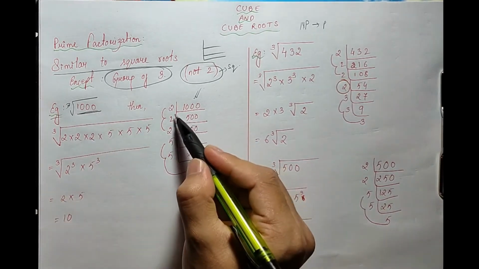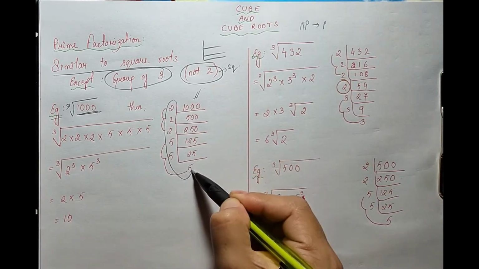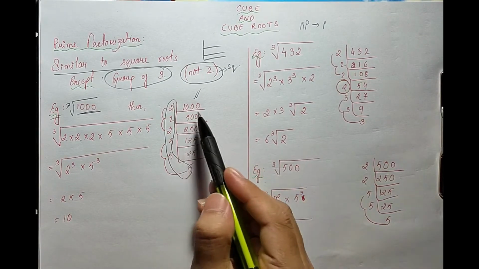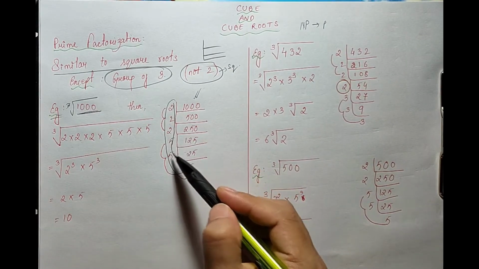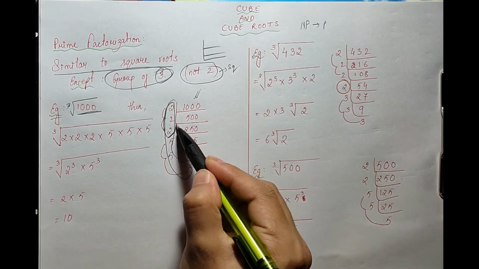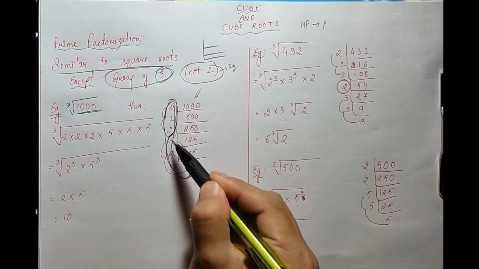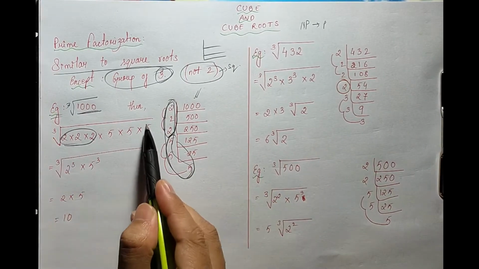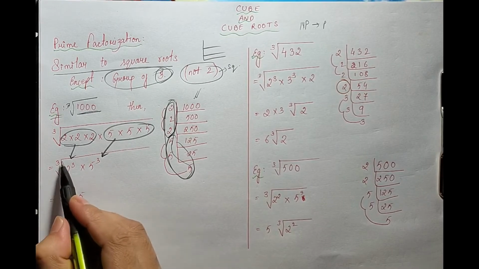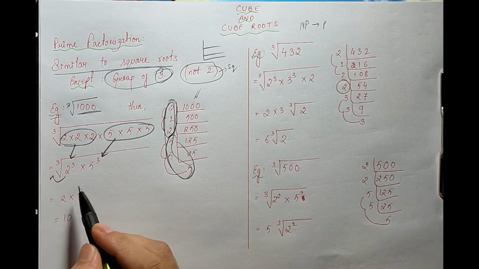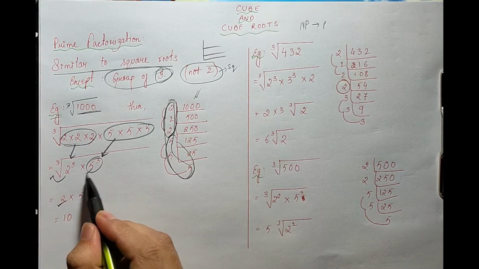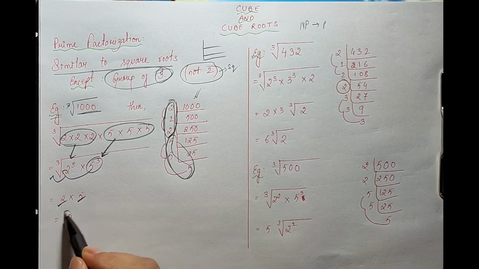So 1000, if you prime factorize, you get this. I hope by now you know how to prime factorize very nicely. If you prime factorize, you get 2, 2, 2, 5, 5, 5, and if you make a group of 3, this will come under one group, and this will come under one group. This is nothing but 2 cube, and this is nothing but 5 cube. Now when it comes out of the cube root, 2 cube will become 2, and 5 cube will become 5. So 2 5s are 10.